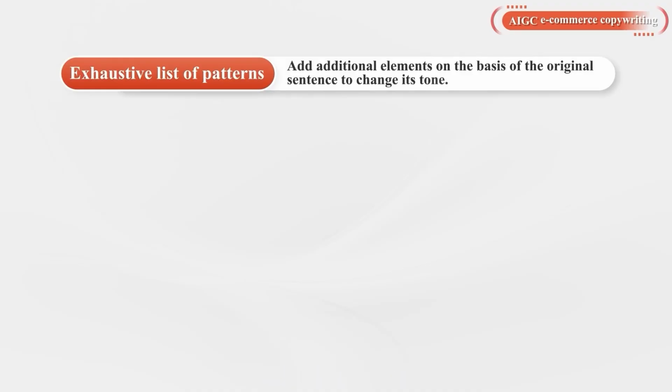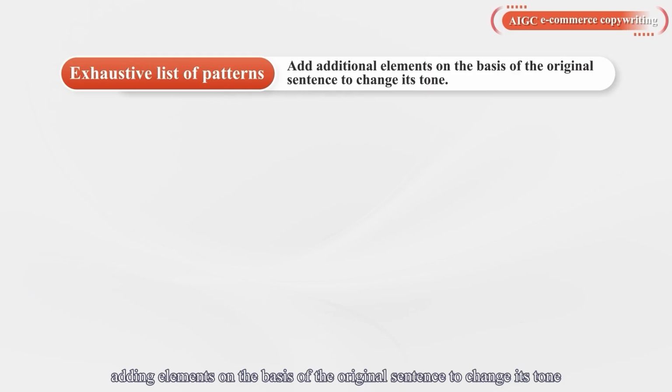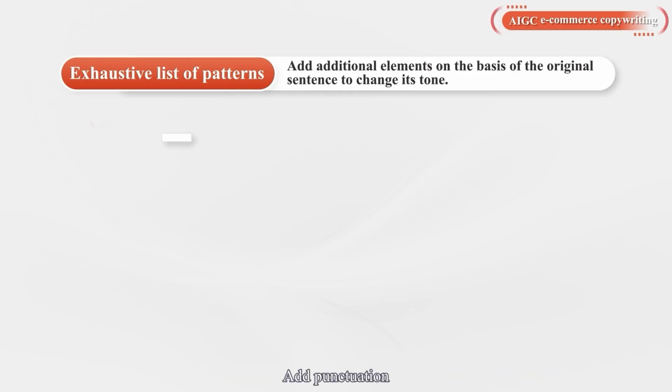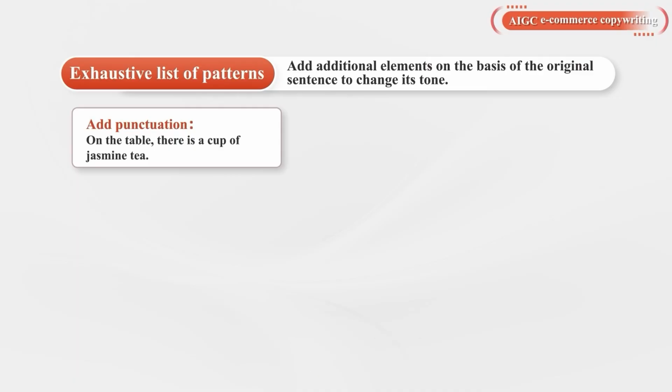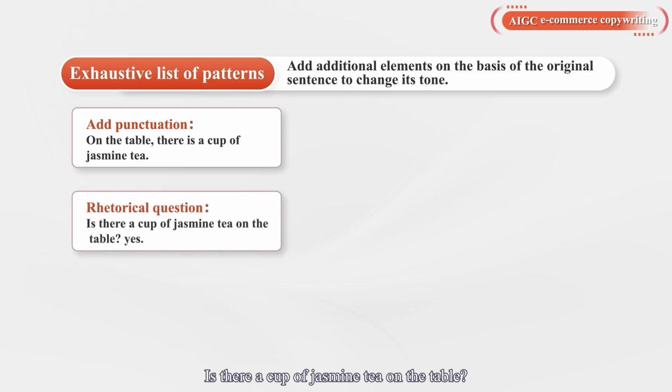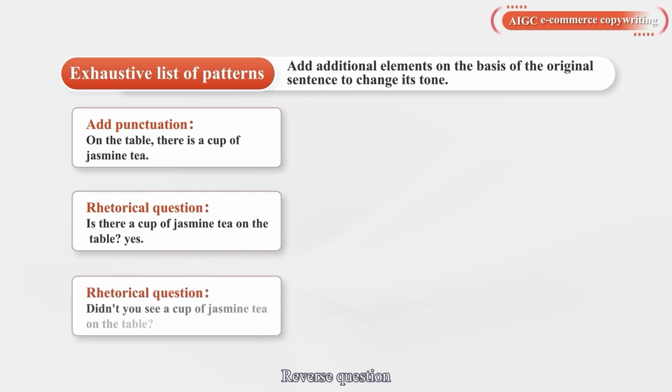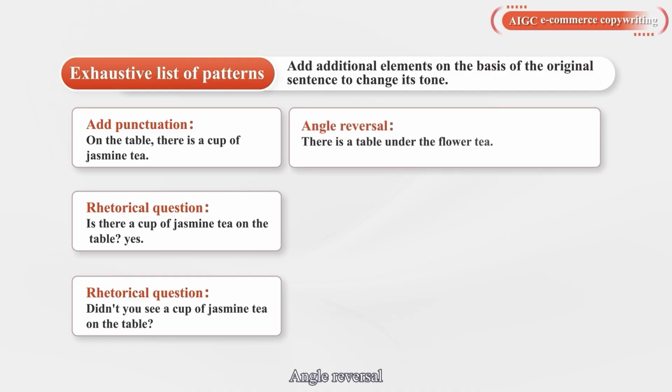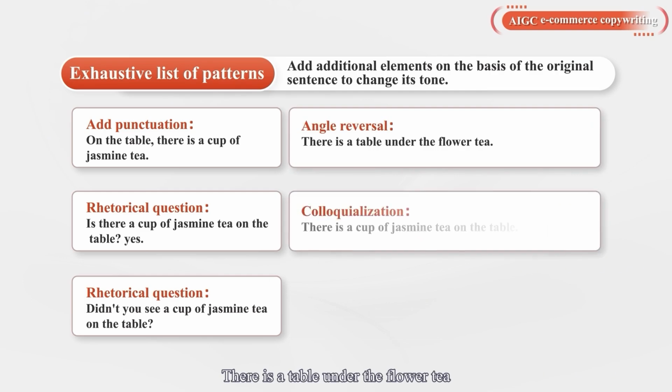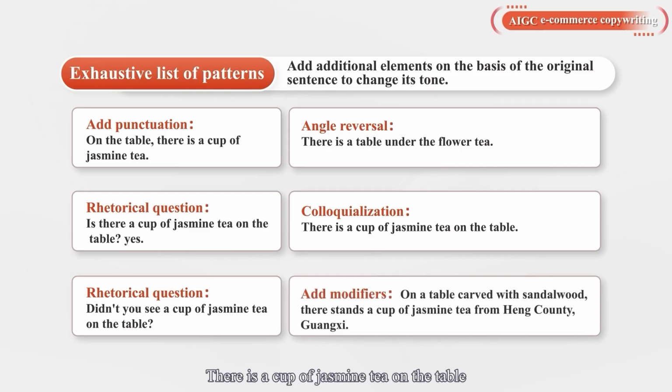Exhaustion of patterns. Adding elements on the basis of the original sentence to change its tone. Add punctuation: On the table. There is a cup of jasmine tea. Question: is there a cup of jasmine tea on the table? Yes. Reverse question: didn't you see a cup of jasmine tea on the table? Angle reversal: there is a table under the flower tea. Spoken language: there is a cup of jasmine tea on the table. On a table carved with sandalwood, there stands a cup of jasmine tea from Han County, Guangxi.